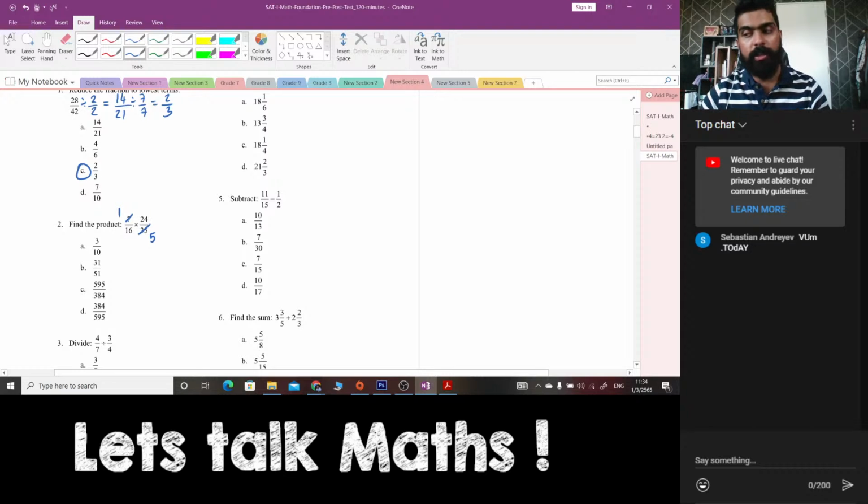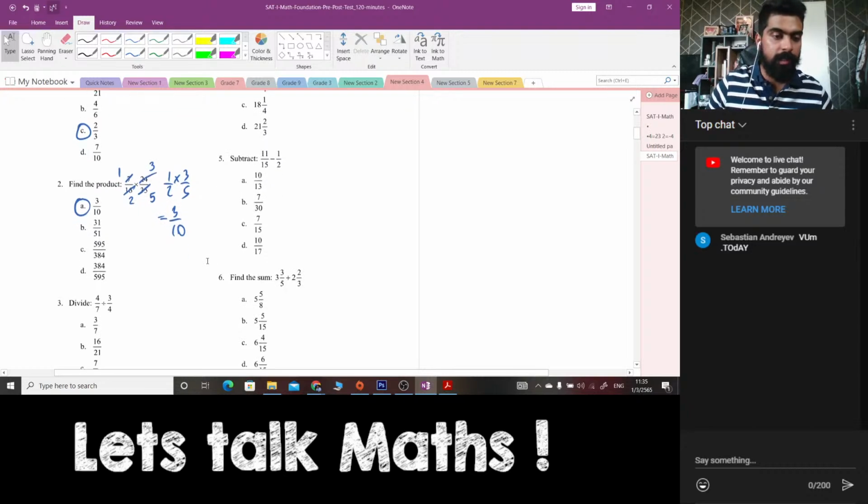Same right here, 16 and 24 can be simplified. Both can be divided by 8, so 16 will change to 2 and 24 will change to 3, right guys? So what do we have here? We have 1 over 2 multiplied with 3 over 5, which is equal to 3 over 10. So our answer is 3 over 10.